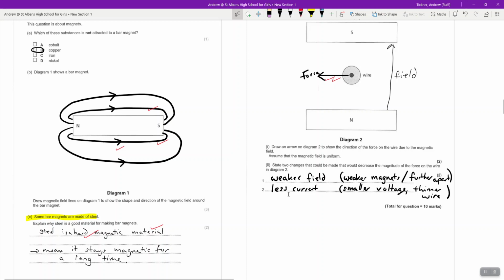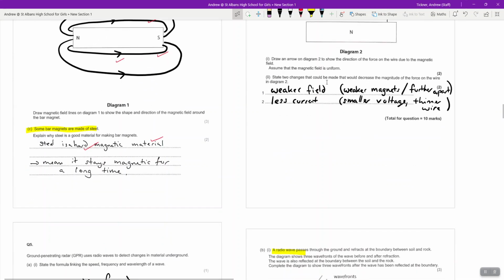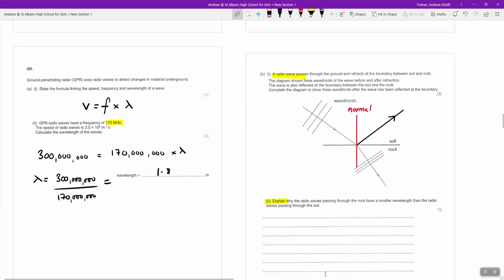And then 2 changes you could use to decrease the magnitude of the force on the wire. The mark scheme has loads of options, but essentially they boil down to some method of having a weaker field. And you can just say weaker field, but weaker magnets or magnets further apart. Some method of having less current, so a smaller voltage or a thinner wire or anything that would result in less current flowing. So there's no necessity to talk about 1 weaker field and 2 less current. There's 6 marking points, any of them are fine. So any of these points would get you the mark.